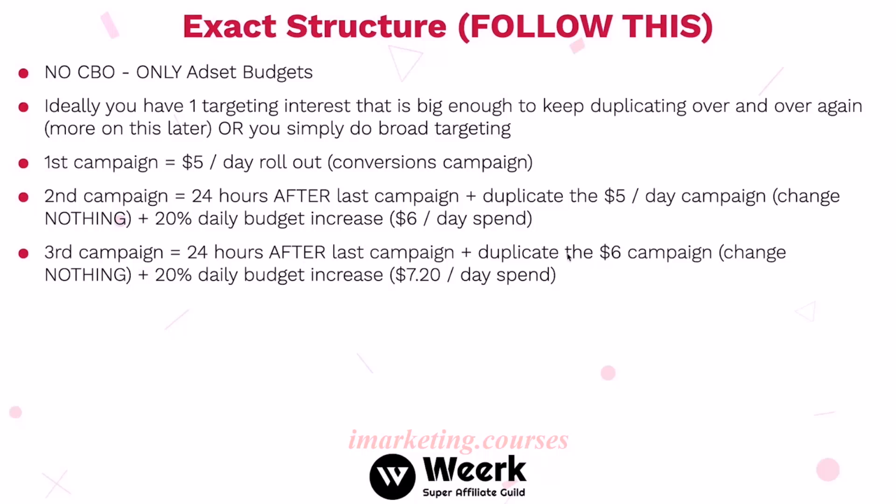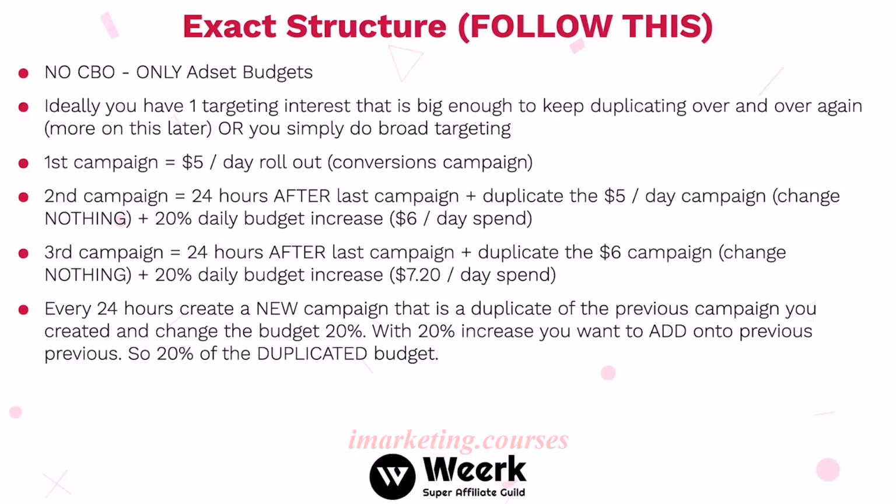Then you're going to duplicate the $6 campaign, and you're going to, again, change nothing. The only thing you're going to change is the daily budget. You're going to take 20% of $6, which is $1.20, and add it onto the $6, and now you have $7.20 per day on your third campaign that you just duplicated, and so on and so on. So every 24 hours, create a new campaign that's a duplicate of the previous campaign you created and change the budget 20%. That's it. You're just compounding the budget 20% each and every 24 hours.